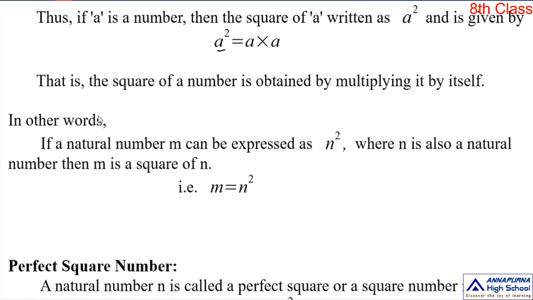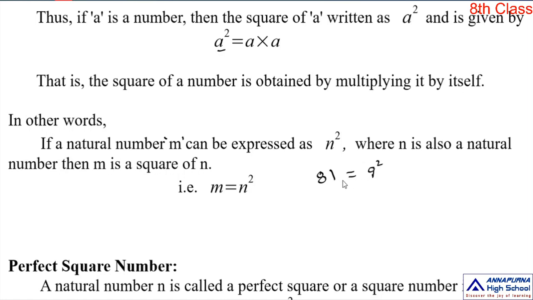In other words, we define square like this also. If a natural number m can be expressed as n square, for example, if you take the number 81, 81 is a natural number, right? If you express this 81 as n square, where n is also a natural number, that means you express this 81 as the square of another number, what is the square of?